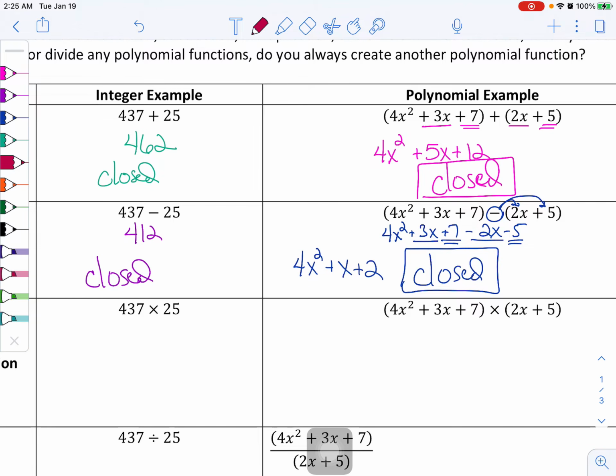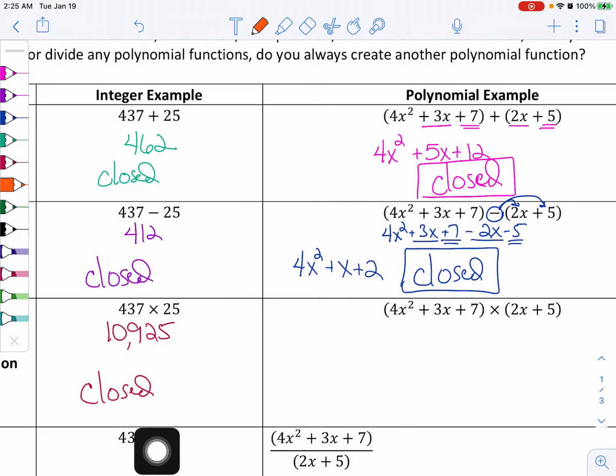We've got 437 times 25. So let's see, 10,925. That's still an integer. All right. And it's not going to matter which order you multiply. Integers are closed under multiplication, which means if you multiply two integers, you create an integer.